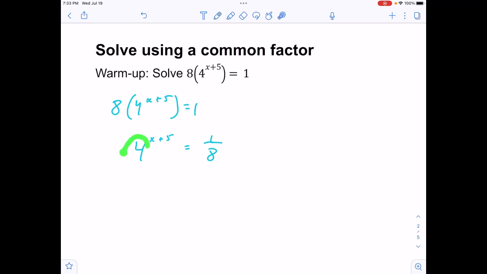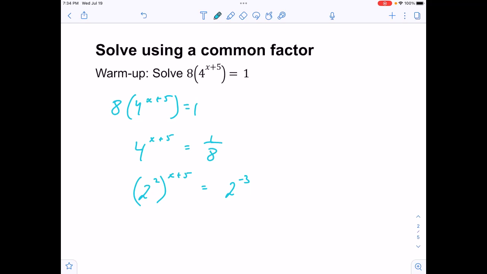Both of these bases, the 4 and the 8, have a common factor of 2, where in fact 2 to the power of something gives us them. So I can rewrite this. 2 squared to the power of x plus 5 is going to be 2 to the power of negative 3, right? Because this is a fraction, and then 2 cubed gets us that 8. All right, this is nice and easy now.